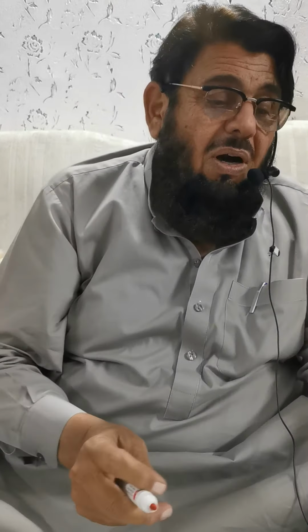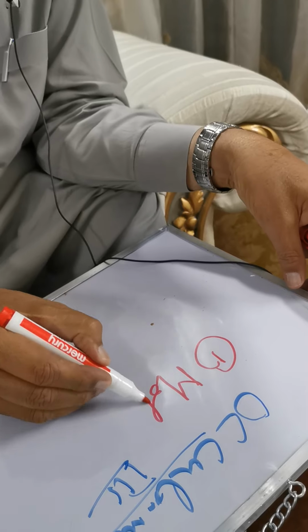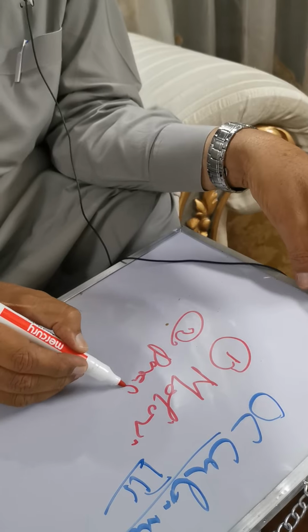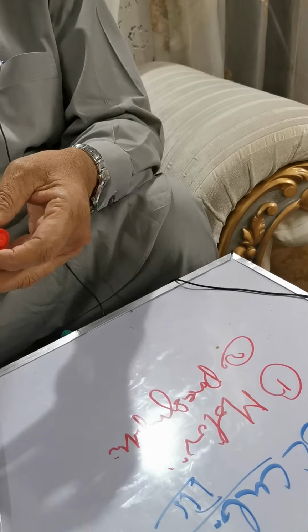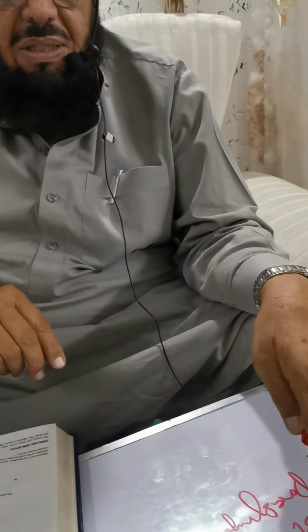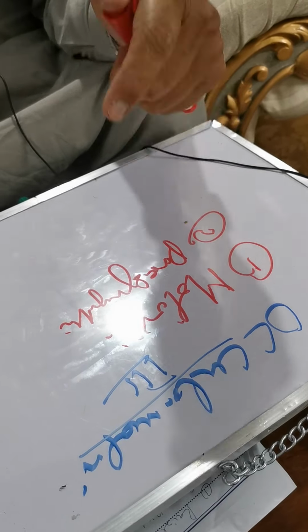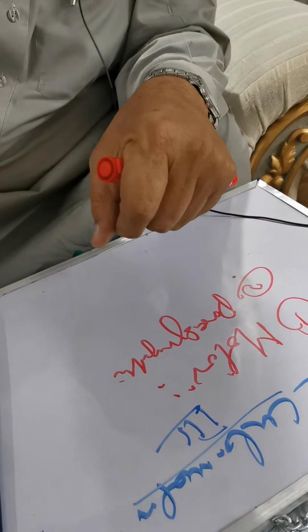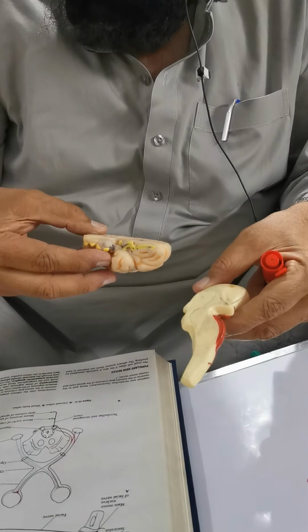The nuclei of the oculomotor nerve are: number one, the motor nucleus, and number two, the parasympathetic nucleus of the third nerve. The motor nucleus of the oculomotor nerve and the parasympathetic nucleus both lie in the midbrain, anterior to the cerebral aqueduct.